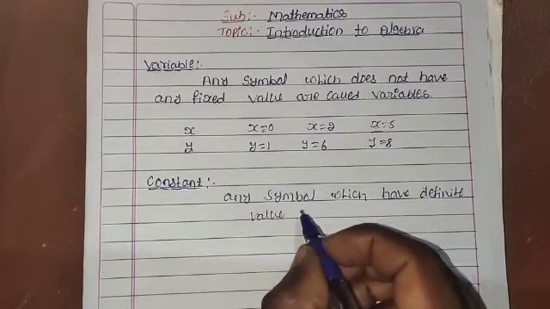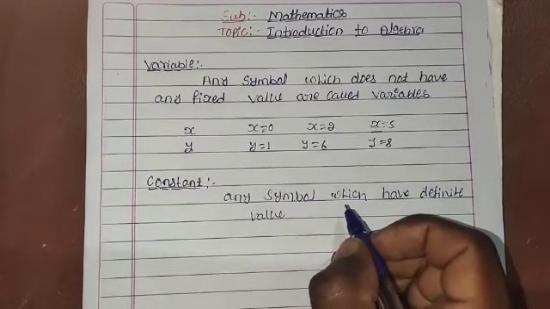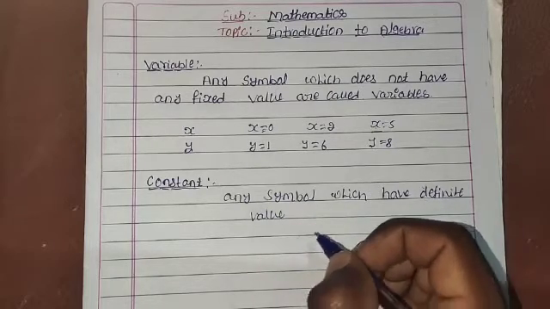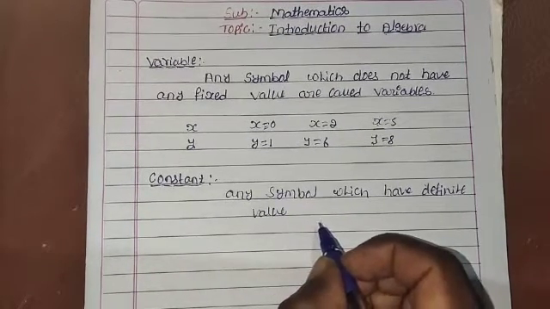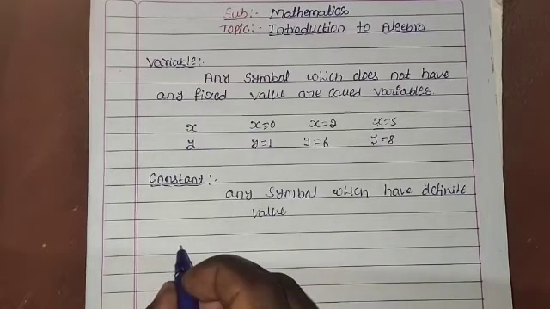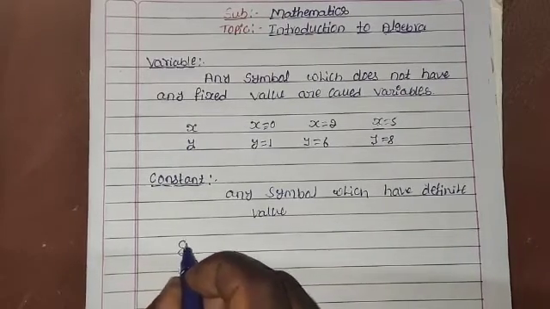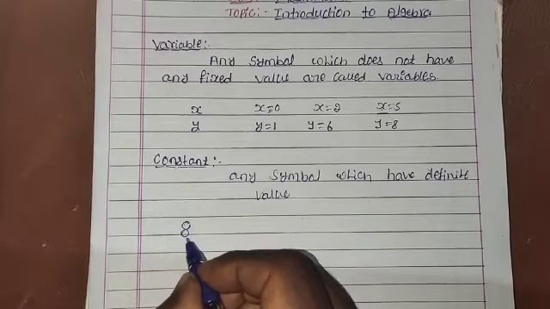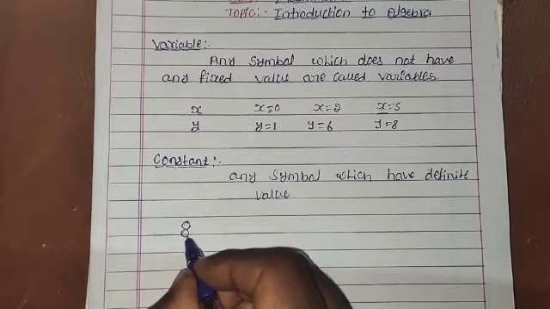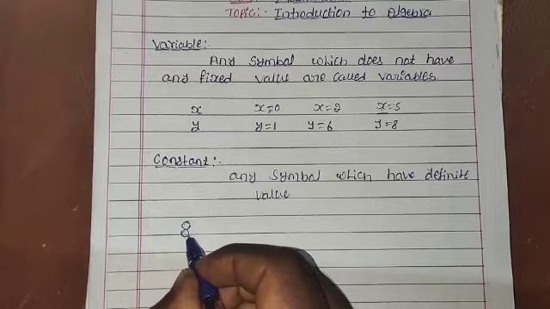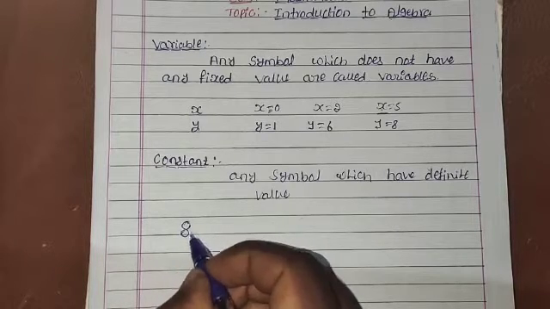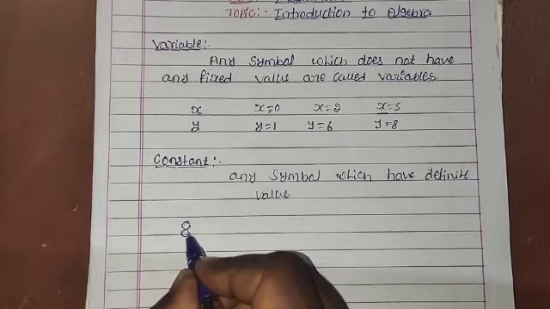Which symbols have a definite value? All the natural numbers and whole numbers are constants. All numbers have a definite value. For example, I write one symbol here. What is the value of this symbol? 8. Its value is 8. It is a fixed value. It does not change its value. The value for this symbol is 8 only.